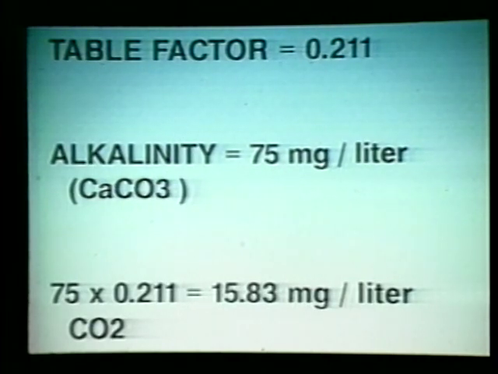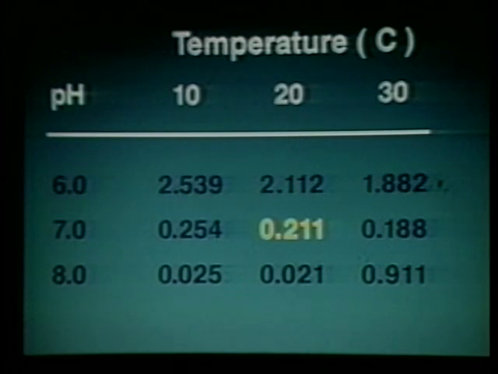As an example, let us say that the total alkalinity of the sample was determined to be 75 milligrams per liter as calcium carbonate. Therefore, 75 times 0.211 is equal to 15.83 milligrams per liter of carbon dioxide. Note, as the pH decreases, the factor gets larger, which shows that more carbon dioxide is present in acidic waters of similar alkalinities. The table shown here is condensed for convenience.